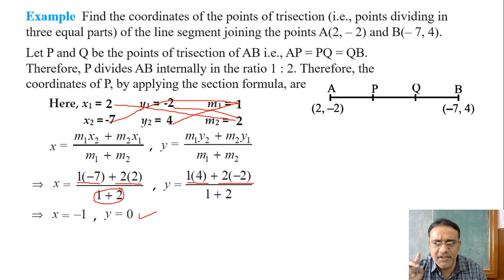Now we have to find Q. Okay, here we have written the coordinates of point P. Q is the midpoint of P and B.